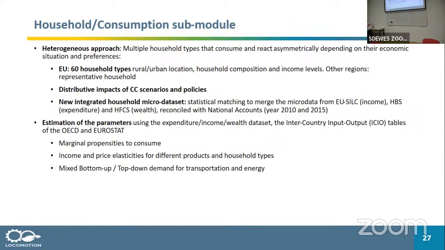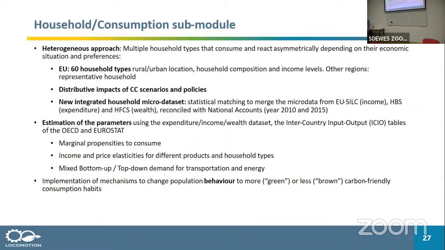So with this information, we estimate the parameters, the marginal propensity to consume that I mentioned, and the income and price elasticities, that is, how the demand for different commodities reacts to changes in income or in the price of the commodity. The model is a mix between bottom up and top down: most of the consumption is estimated completely in the economic model, and part comes from bottom up models, especially transportation and energy usability. For the elasticities, they are calculated only for the large ones, and then we take these elasticities and they depend on GDP per capita. We have donors and recipients of elasticities.